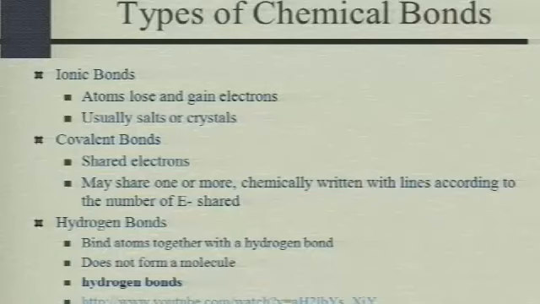Covalent bonds are going to be shared electrons like we saw with the water. Maybe shared with one or more, there may be multiple, there may be a whole bunch if you've studied organic chemistry. Hydrogen bonds are kind of special bonds.